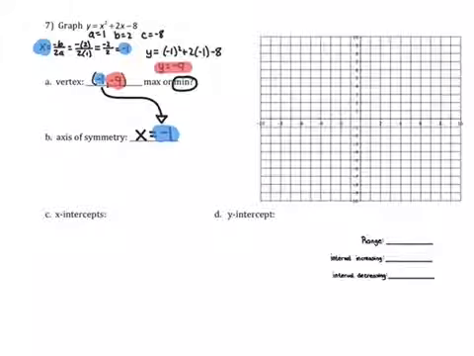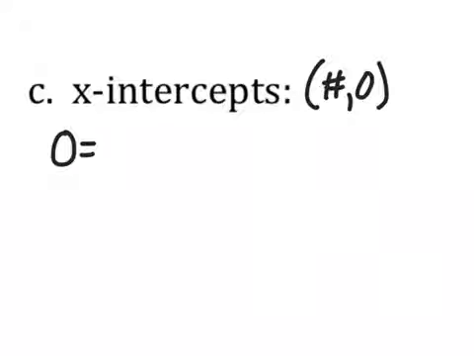Alright, so the next thing we want to do is find our x-intercepts and then our y-intercept. So remember, for our x-intercepts, we're setting the entire equation equal to 0. And just as a quick reminder, we do this because an x-intercept is always a number, comma 0. So our y value is always going to be 0 for an x-intercept. Therefore, we set the entire equation equal to 0 because we're plugging in 0 for y.